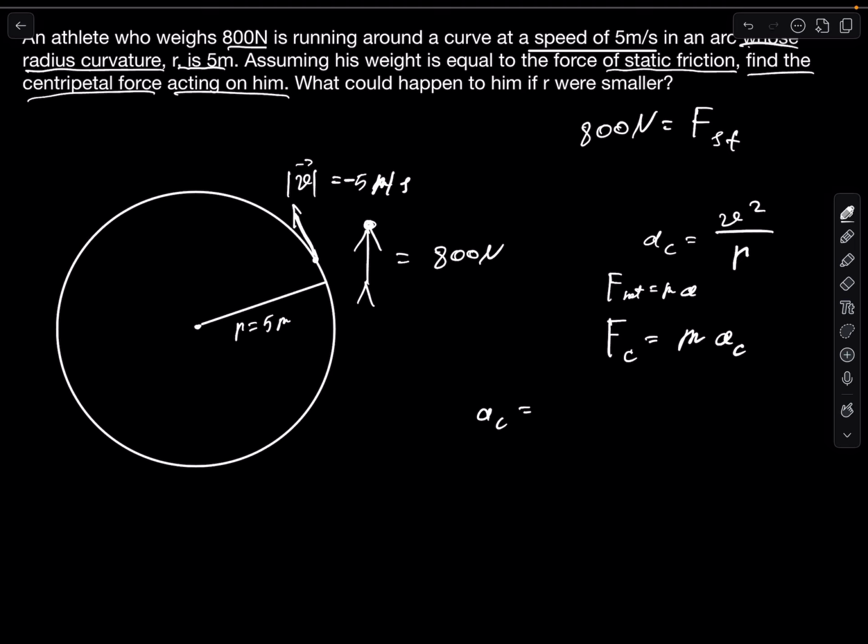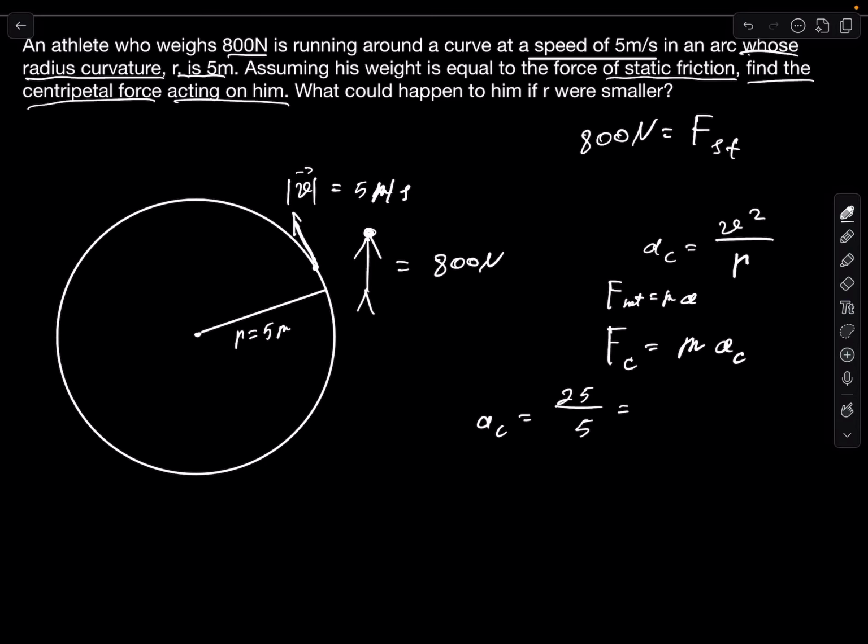Even if the velocity here is negative, it's still going to be positive because it's squared. So it's going to be 25 over the radius, which is 5. So centripetal acceleration is 5 meters per second squared. To figure out the centripetal force, we need mass as well. Well, look, the weight is basically mass times the force of gravity. Weight is 800, the gravitational acceleration is 10. So mass is equal to 80 kilograms.